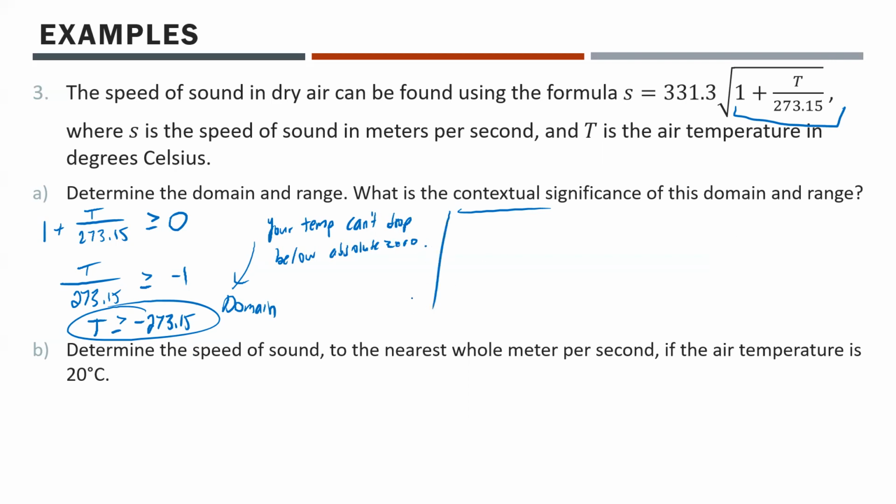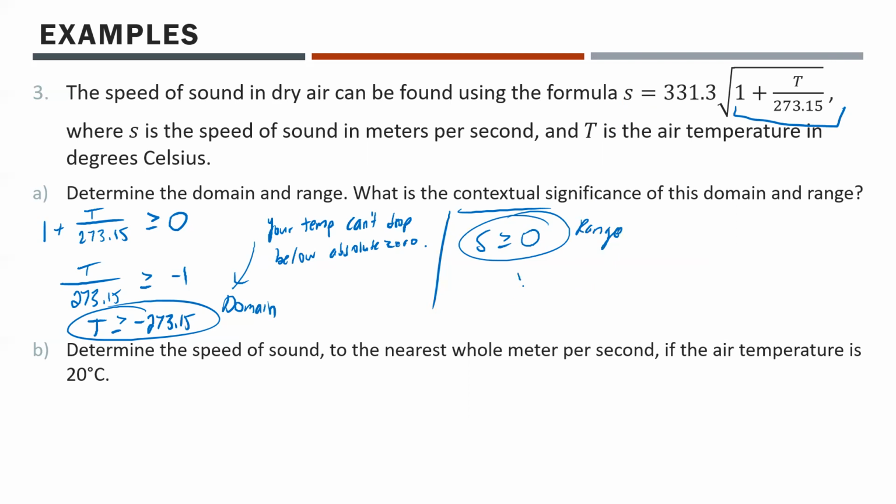Now we'll deal with our range. In terms of our range, the lowest value of our y value, which is our speed, is going to happen when this square root equals 0, right? Because like what we just found, if t was equal to -273.15, you would have this 0. And you can't go below that because there's no way to make that negative. So because the lowest that square root can go is 0, that means the lowest this function can go is 331.3 times 0, which of course is just 0. So we get to say speed needs to be greater than or equal to 0. And because s was your y value, that is your range.